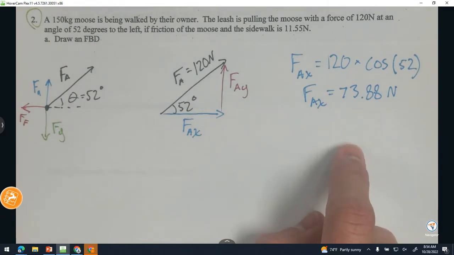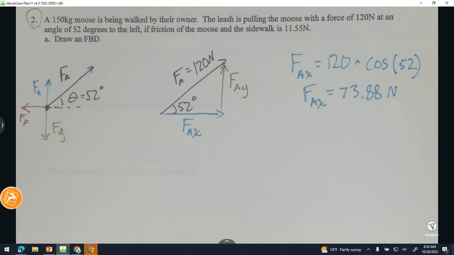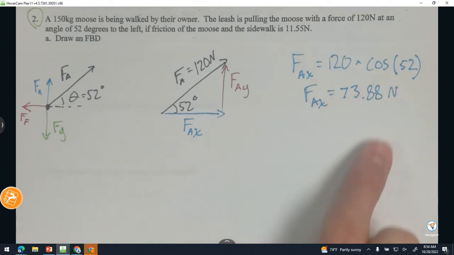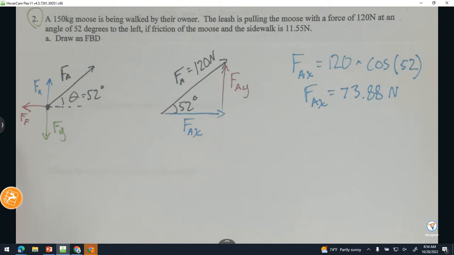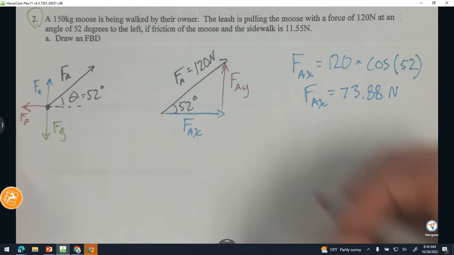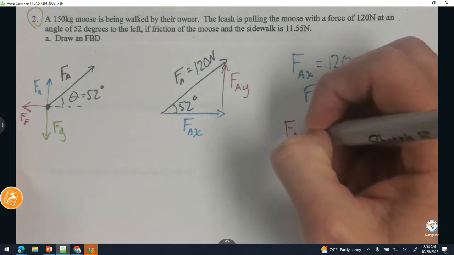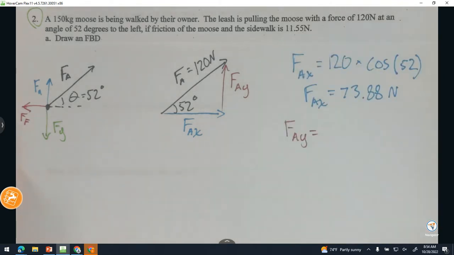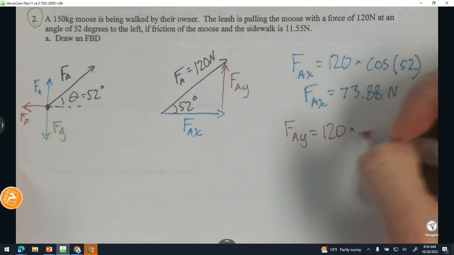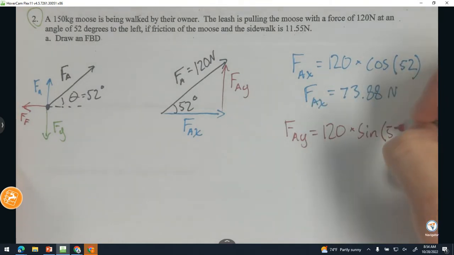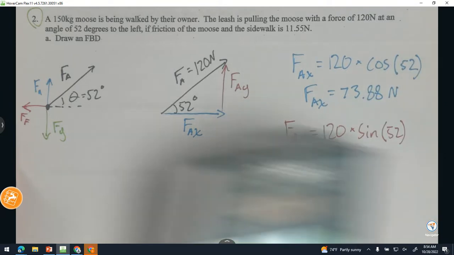Okay, so a little shorter than SOHCAHTOA, right? But this basically is SOHCAHTOA. So it's still good to know that SOHCAHTOA is the reason why we can do this. But when you're solving for components, it's just a fact that sine relates to your vertical component and cosine relates to your horizontal component. So FAY equals 120 times sine of 52.